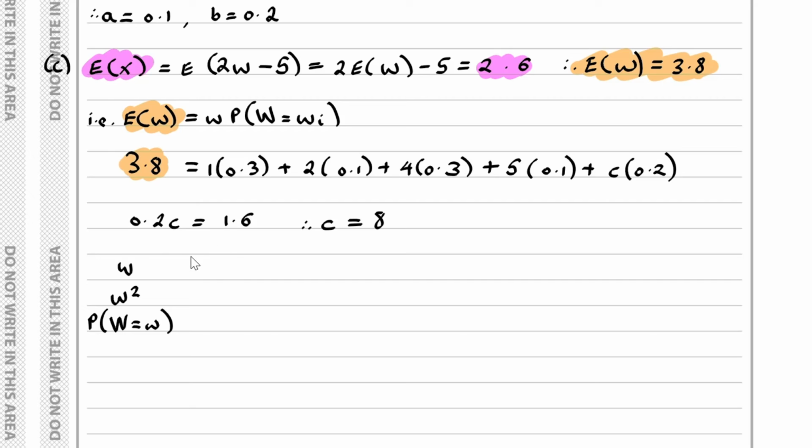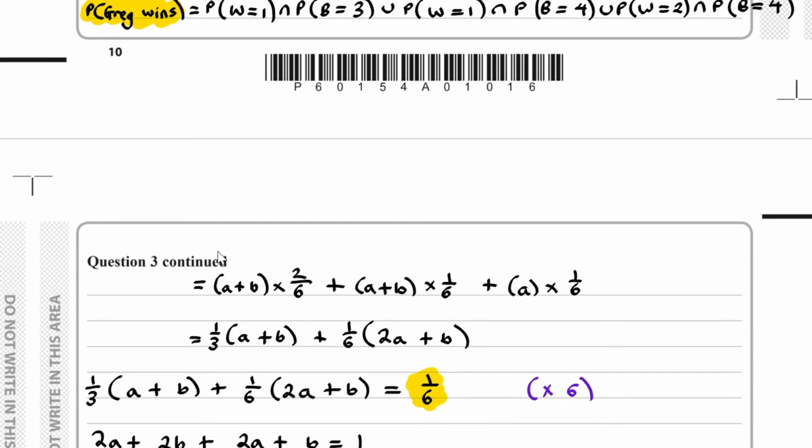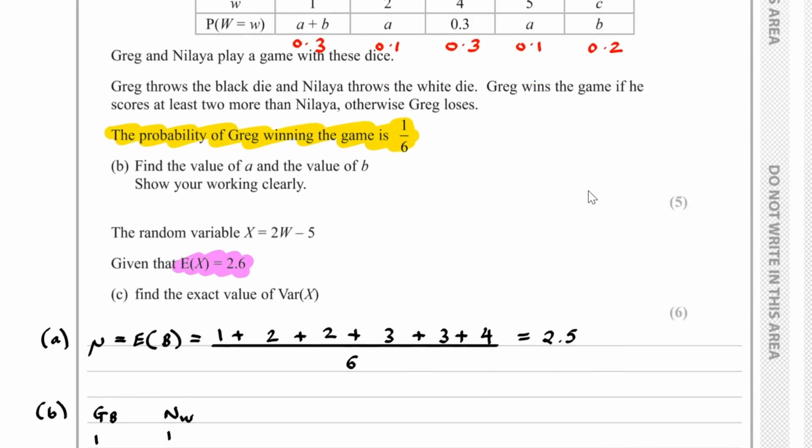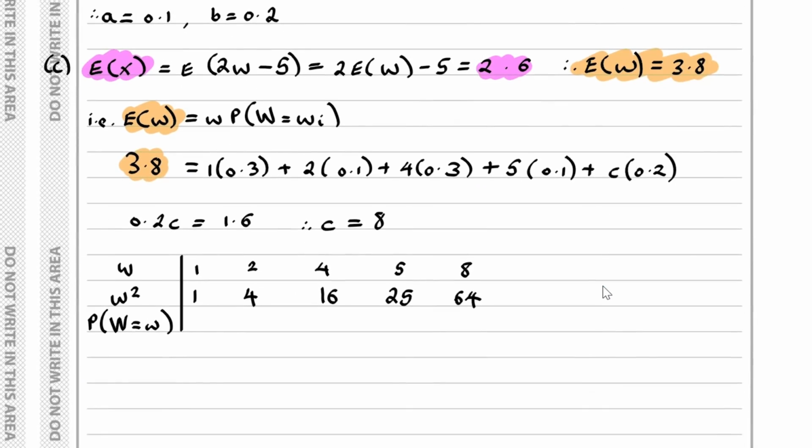So with this, we have w: 1, 2, 4, 5, and 8. W squared would be 1, 4, 16, 25, and 64. And the probability that W equals w, we wrote these down in red before, so we'll write those down again. We have 0.3, 0.1, 0.3, 0.1 and 0.2.